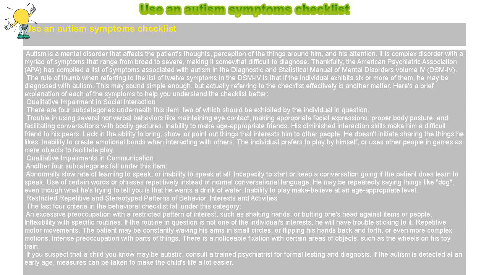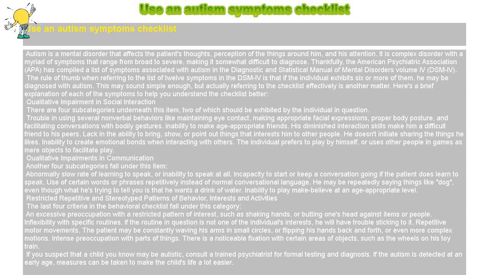Qualitative impairments in communication. Another 4 subcategories fall under this item. Abnormally slow rate of learning to speak, or inability to speak at all. Incapacity to start or keep a conversation going if the patient does learn to speak. Use of certain words or phrases repetitively instead of normal conversational language.